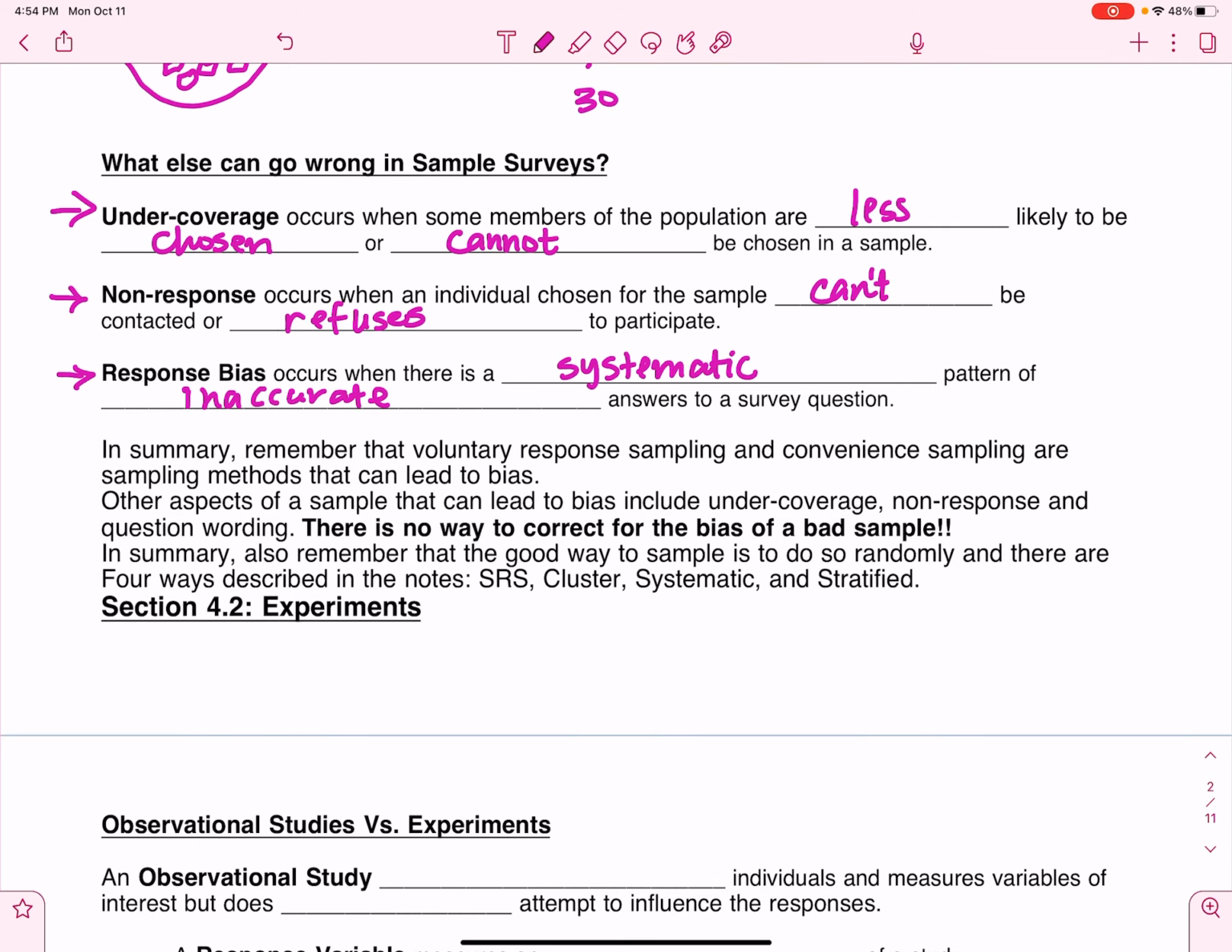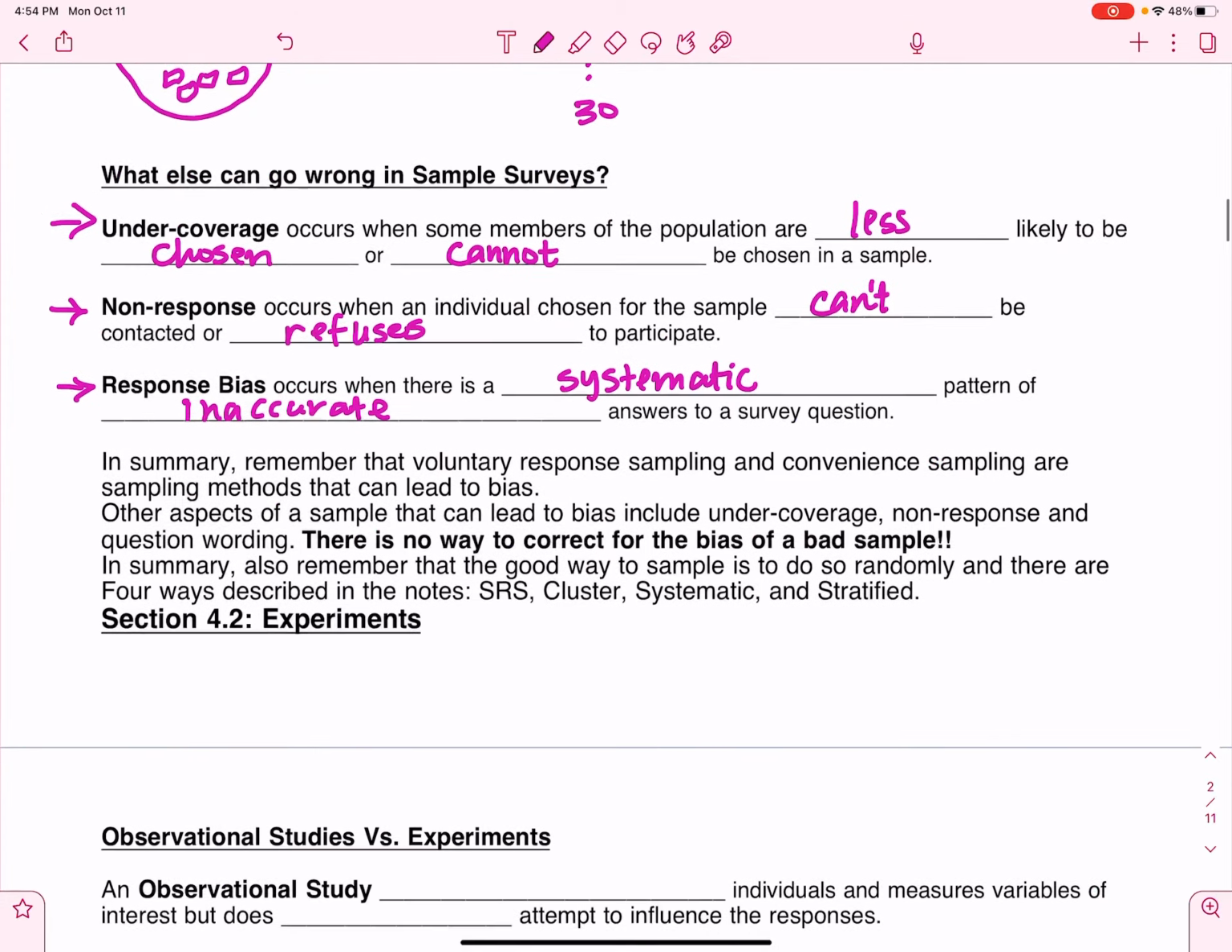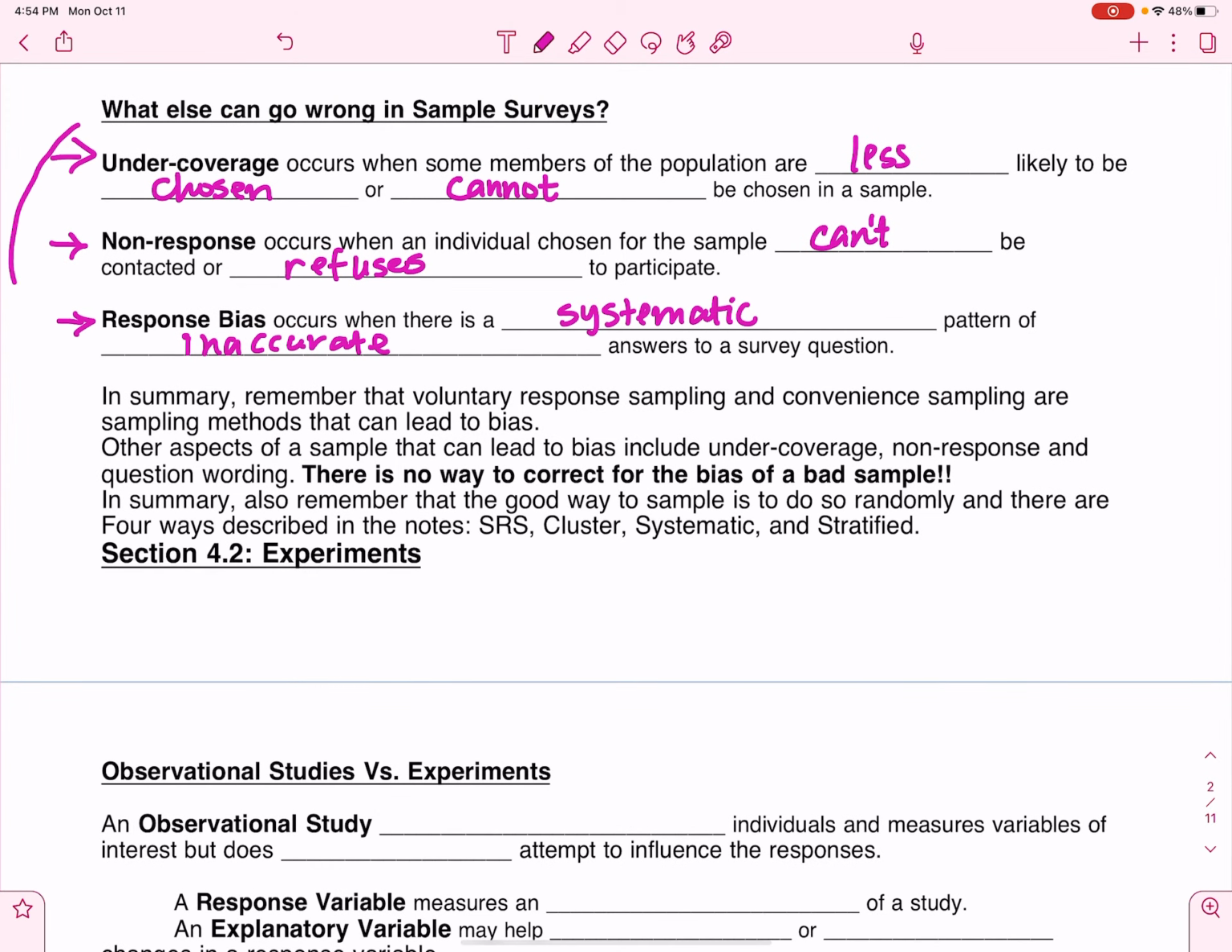So let me go back up here again and remind you that if I use a convenience sample, it can lead to undercoverage. It can lead to non-response. It can lead to response bias, all right? So keep that in mind. And then voluntary response sampling can also lead to one of these types of bias, all right? But we also refer to voluntary response bias as something that can occur with voluntary response sampling. I know it's confusing. I'm so sorry.